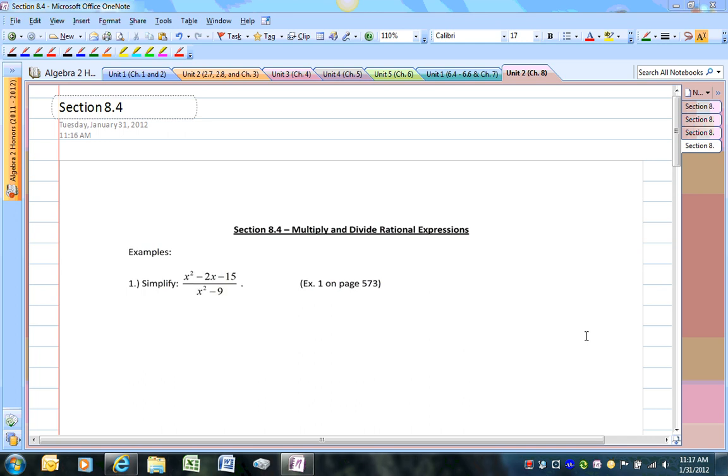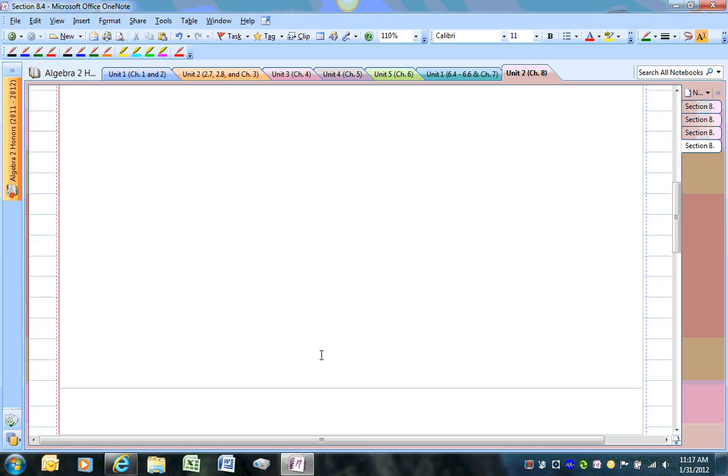So 8.4 is not too bad. It's pretty short. It's involving multiplying and dividing rational expressions. Remember, we've already talked about what a rational expression is. It's basically a ratio of two polynomial functions. So your numerator is a polynomial function, your denominator is also a polynomial function. In each of the four examples we do today, we will simplify.